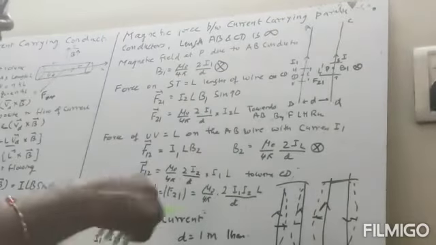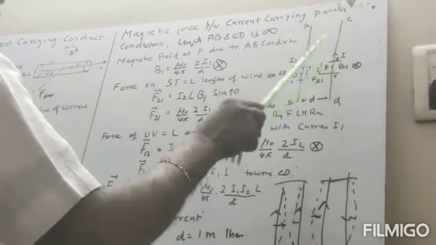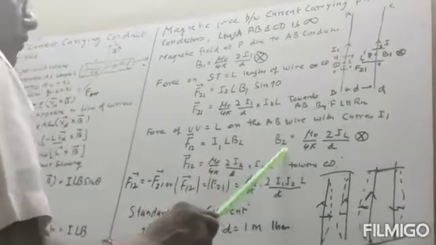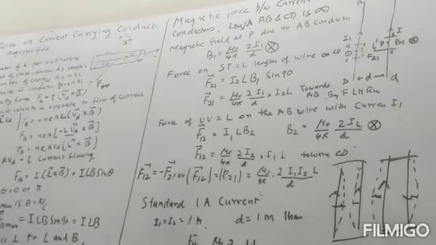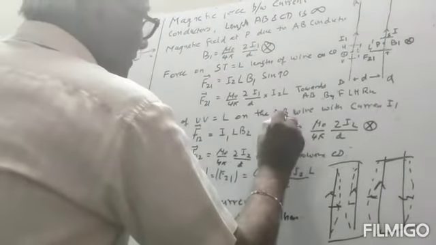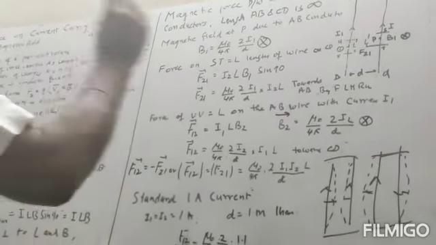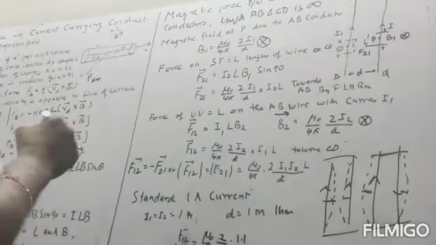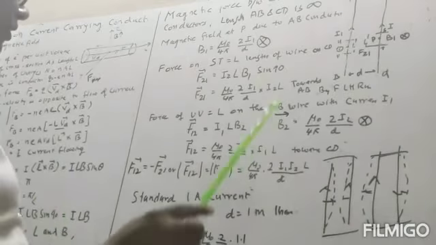So the magnetic field will be in this direction. The magnetic field due to this conductor CD will be equal to B2, and its direction will be perpendicular to the board, inside it. So what will be the force? The force on this conductor wire AB due to the current in CD can be given by Fleming's left hand rule.